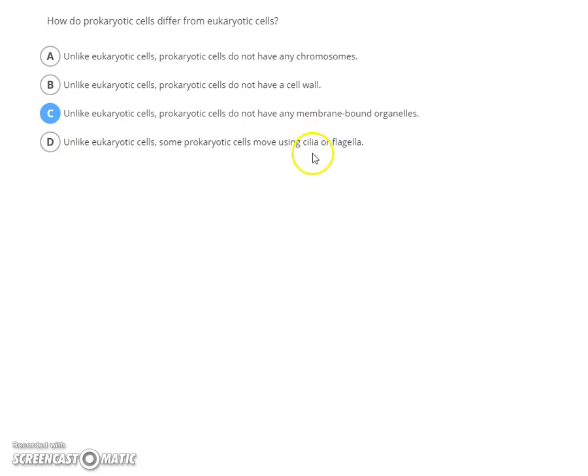By the way, cilia is like when you have a bunch of little hairs that act like little oars, like for a Viking ship, or a bunch of little hairs swim you along. And a flagellum is one big tail. Instead of having a bunch of little hairs, this is a longer tail that kind of whips around and acts like a boat motor. So letter C is the right answer for that one.